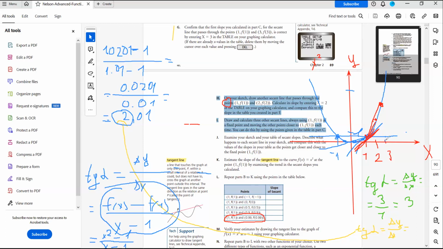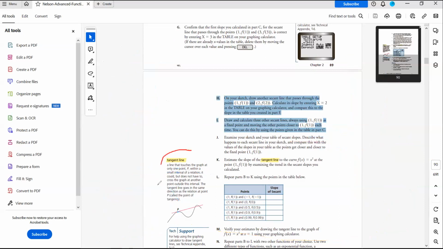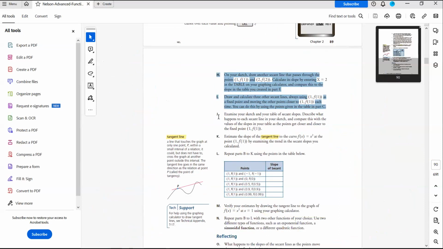And basically what you're going to see is that the slope of the secant line moving from left to right is gradually changing and getting closer and closer to the true value of the instantaneous rate of change. The instantaneous rate of change is represented by a tangent line. This is very important. So a tangent line is a line that touches the graph at only one point. Let's call it P. Within a small interval of the relation, it could, but doesn't have to, cross the graph at another point outside the interval. The tangent line goes in the same direction as the relation at point P, called the point of tangency. So the point of tangency is this specific touching point where it shares one coordinate with the graph.